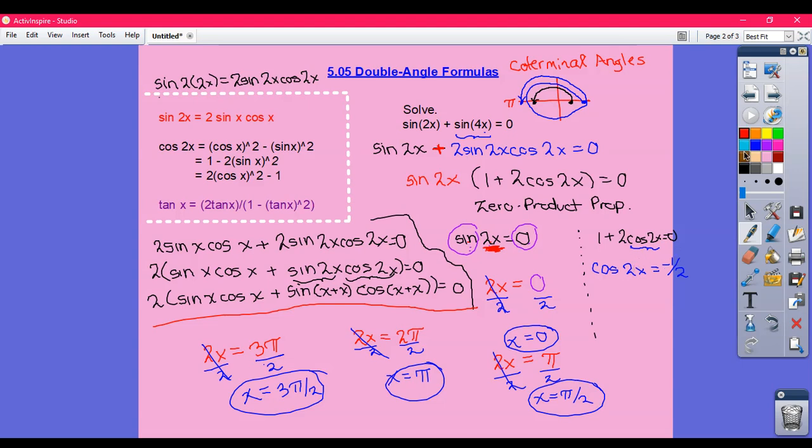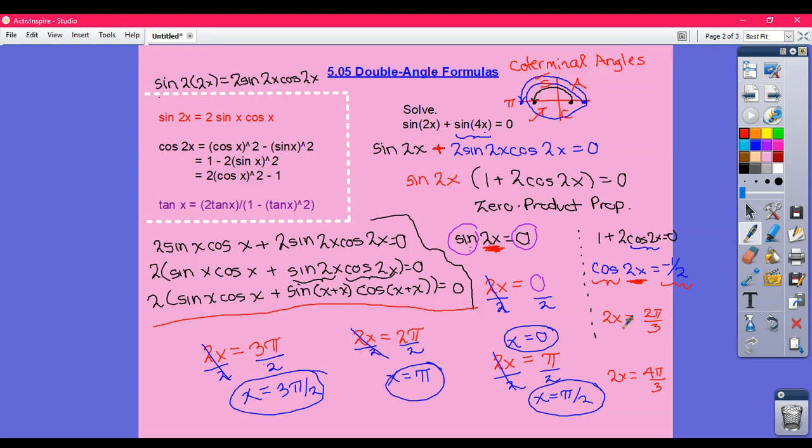So to keep this 2x, I'm just going to find out what it equals by determining where cosine equals negative 1/2 on the unit circle. Go into the unit circle again. There are only 2 quadrants where cosine is negative, and that's quadrant 2 and quadrant 3. So cosine equals negative 1/2 at 2 pi over 3 and at 4 pi over 3.